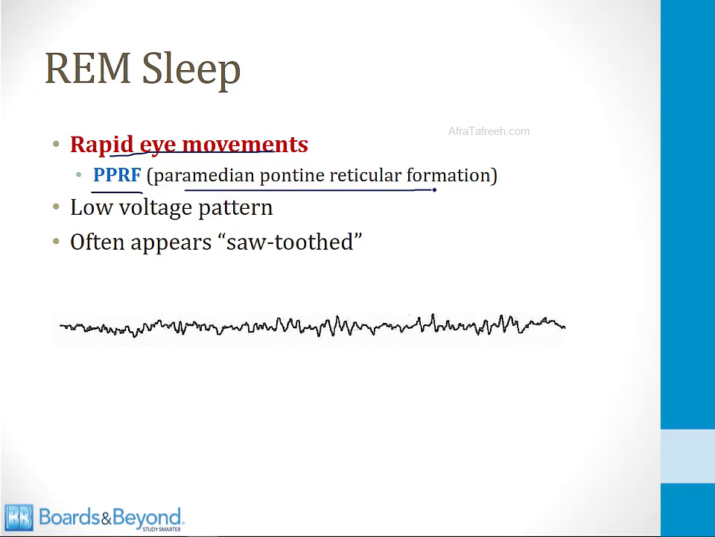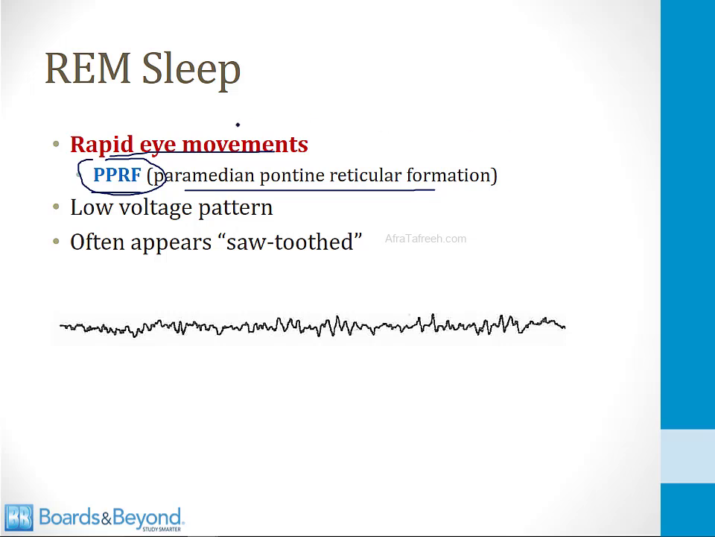And in the neurology section, in some of the eye movement disorder videos, I talk about how this portion of the brain helps you coordinate movements so that when you look left, both eyes go to the left, or when you look right, both eyes go to the right. So if you know that, it's easy to remember that the PPRF is also the section of the brain that coordinates the back and forth rapid eye movements.